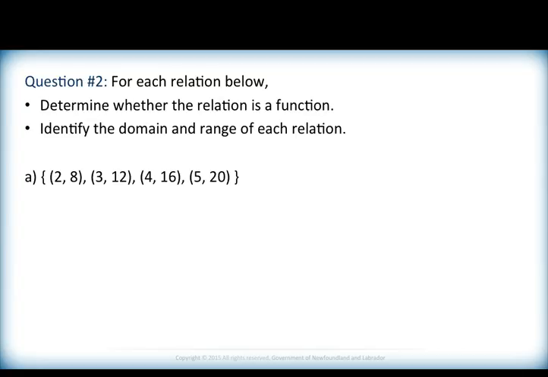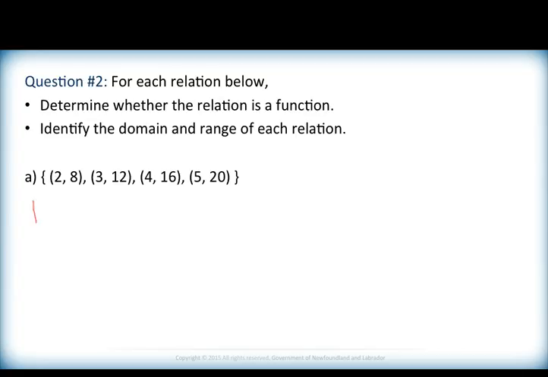So when we look through each ordered pair, 2 and 8, 3 and 12, 4 and 16, 5 and 20. 2, 3, 4, and 5 each has a separate domain element, so none of the domain is repeated, which means that this relation is a function. Next, we want to actually identify the domain and the range, keeping in mind that the domain is the independent variable and the range is the dependent variable.